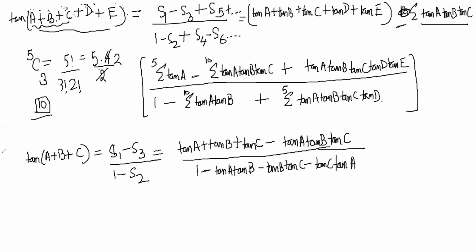Now you can verify this using your normal method by doing tan of A plus B plus tan C, right? That verification you can do yourself, but remember this pattern. It's a nice trick: S1 minus S3 plus S5 by 1 minus S2 plus S4. All these results are there in either SL Loney or in the sheets that I'll share with you, so don't worry about the results.